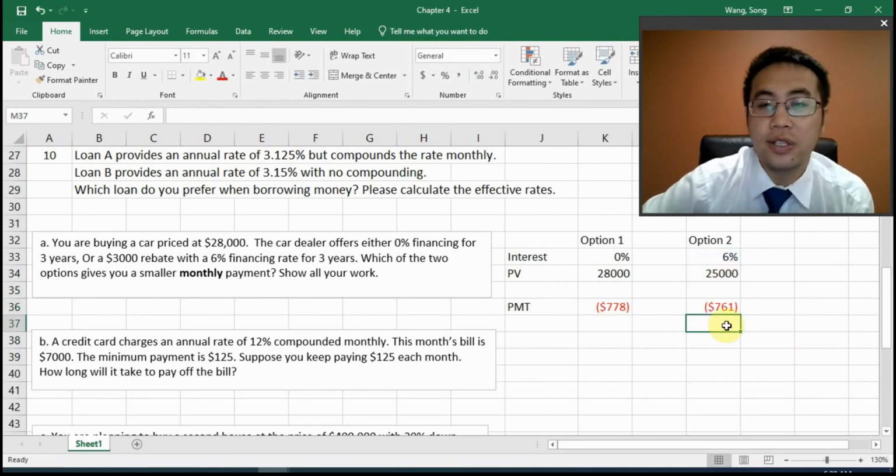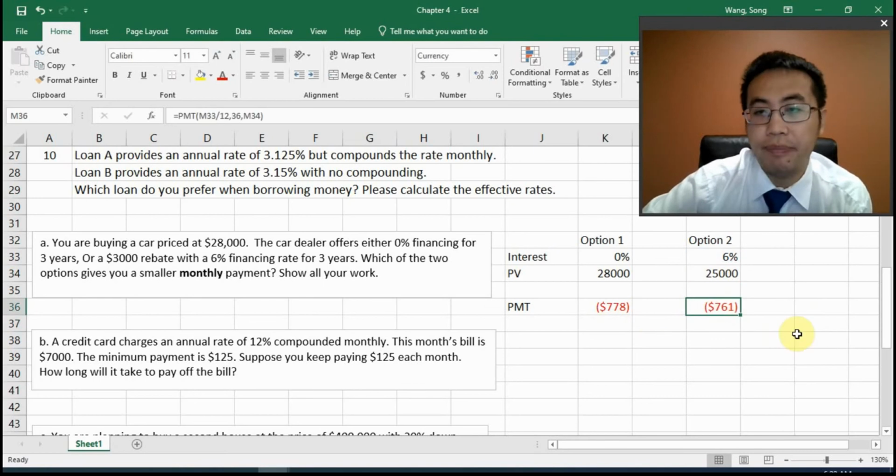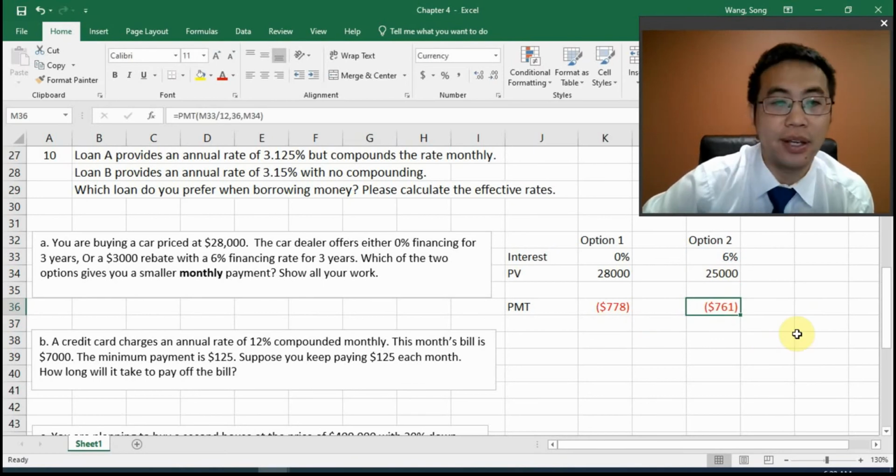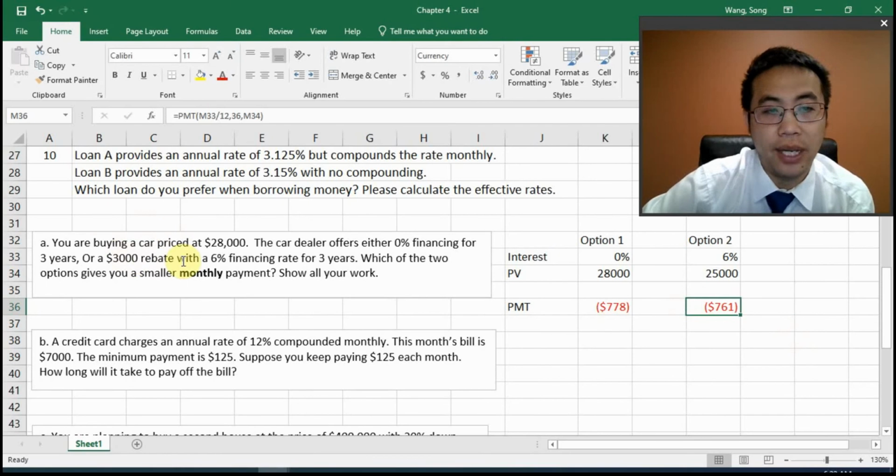All right. So the second option is better because you would need to pay less monthly payment if you choose a rebate, higher interest rate.